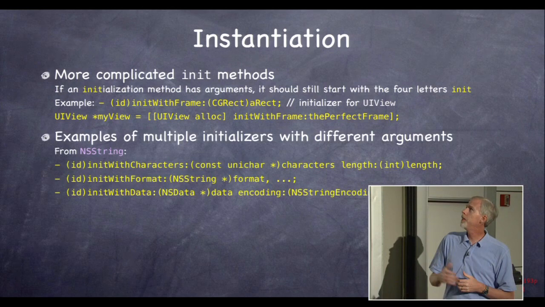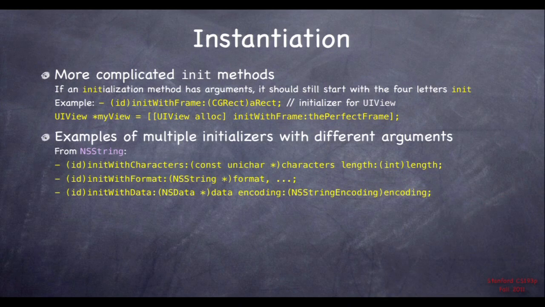And look at NSString. NSString probably has over a dozen inits. Init with characters, init with format. Init with format, the method string with format probably just does self alloc init with format, the arguments, okay? And then there's init with data, where you can just give it raw data and tell it what encoding that data is, like ASCII or ISO-Latin 1 or Shift-JIS or Unicode or something, and it can turn that into a string.